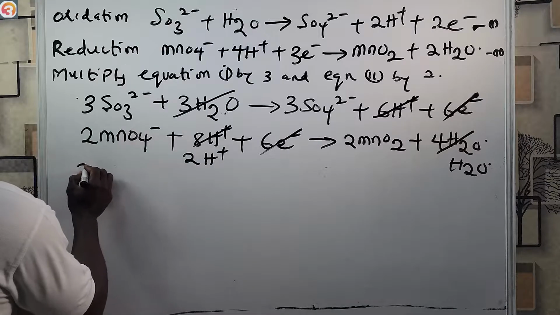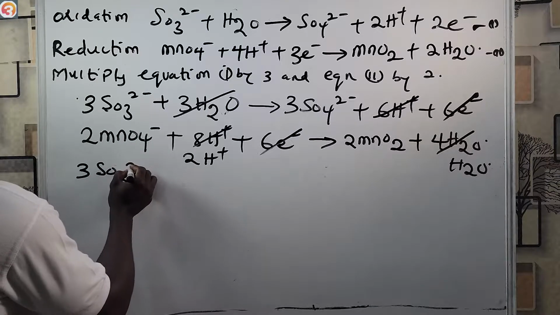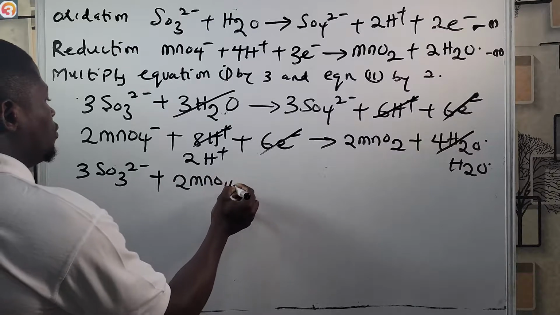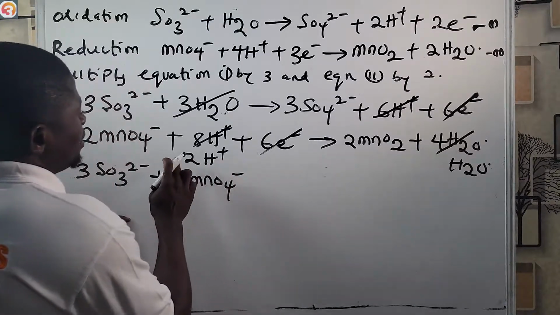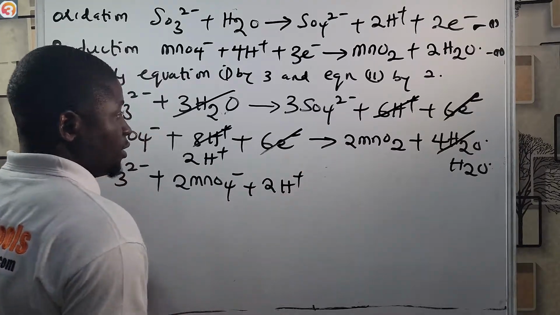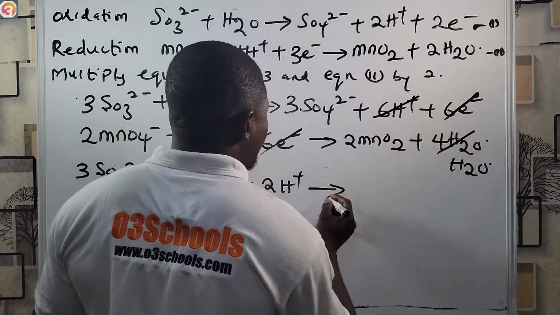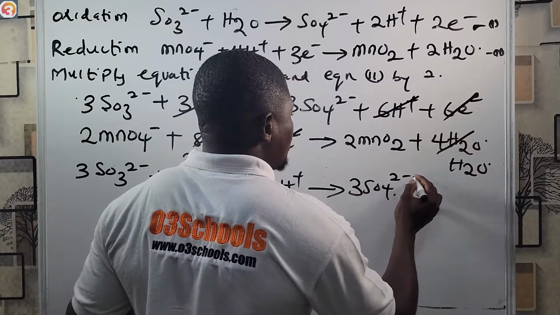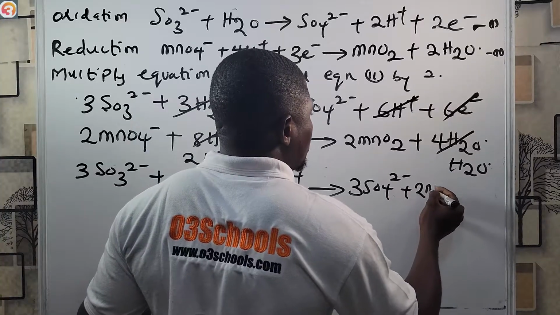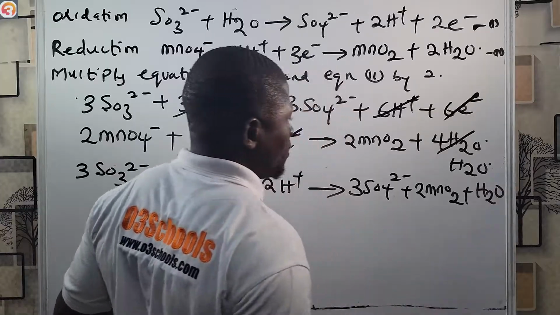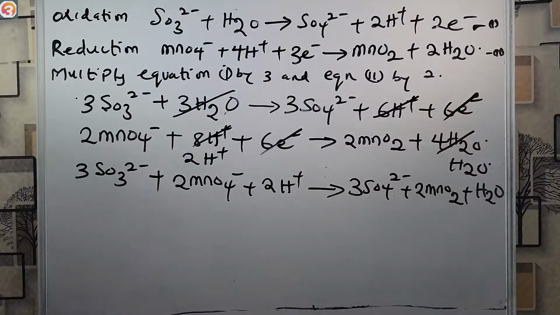So here I'm going to have 3SO3 2-, plus 2MnO4-, plus 2 hydrogen ions. This will give us 3SO4 2- plus 2MnO2 plus H2O. That is wonderful.